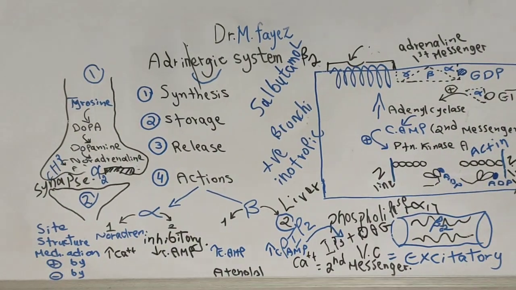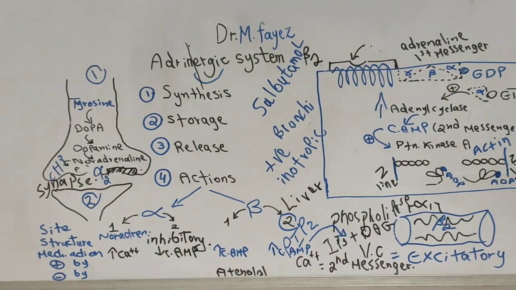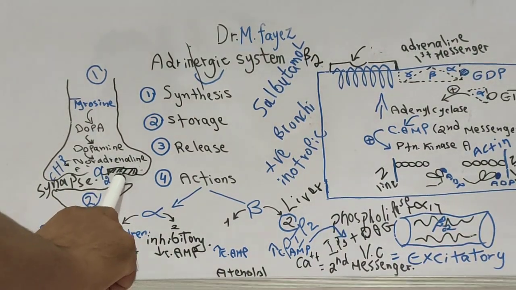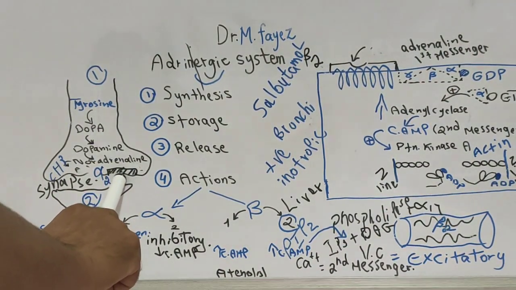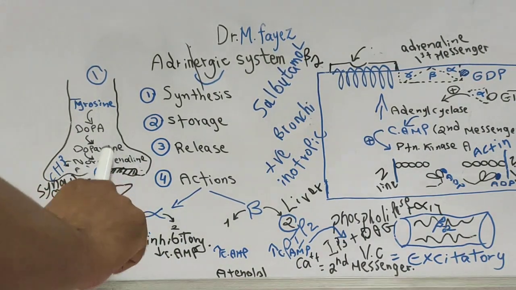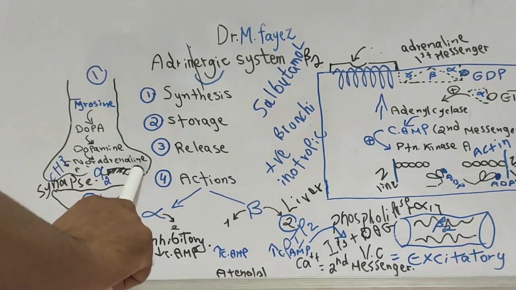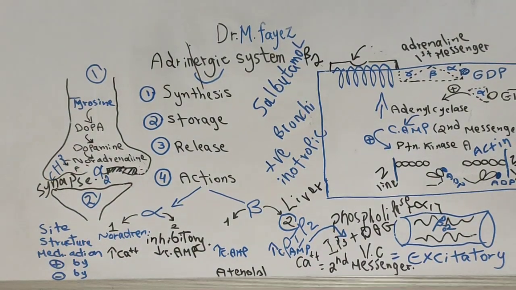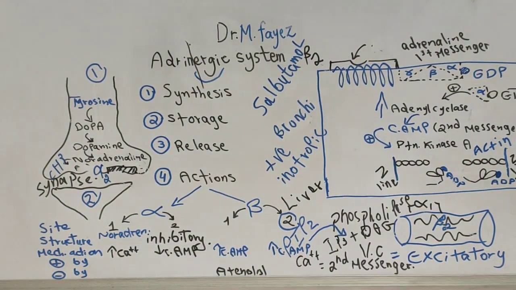Do you remember acetylcholine? I told you that we should make active reuptake. Noradrenaline here is released. I want to get rid of it. I will return it back to store it again inside the vesicle. Or I can break it down by certain enzymes.